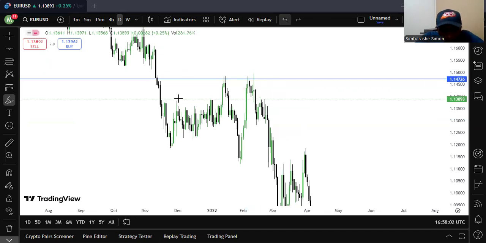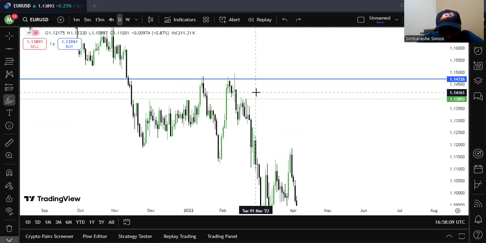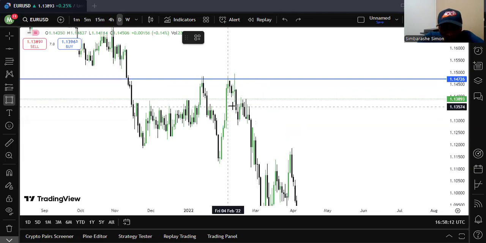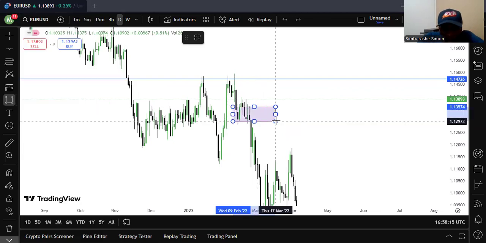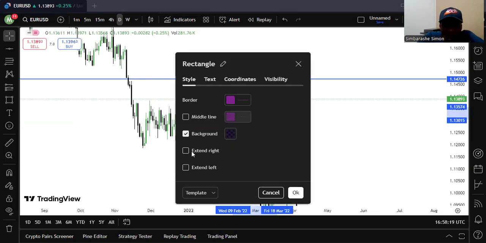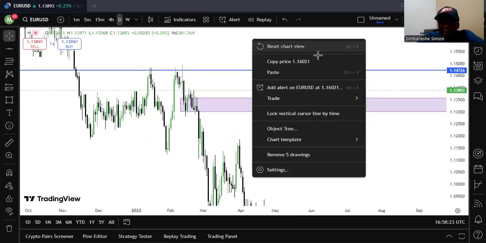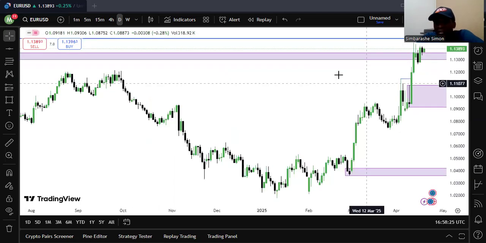We can say now we have a good, no, there's no good supply zone. The only supply zone we have is this one, guys. Let me just check it and extend to the right side. Extend to the right and see if we are reacting on something, guys. As you can see, we broke that supply zone.